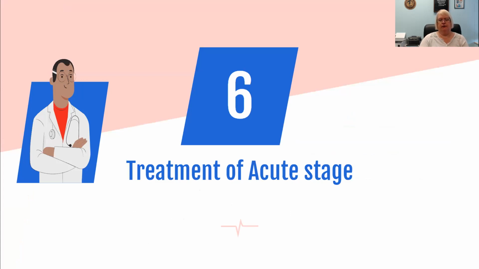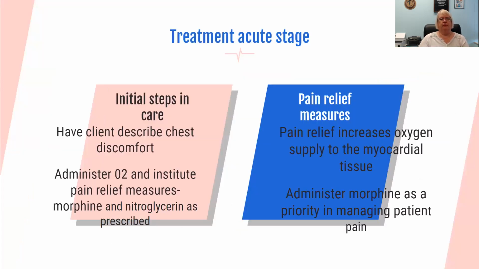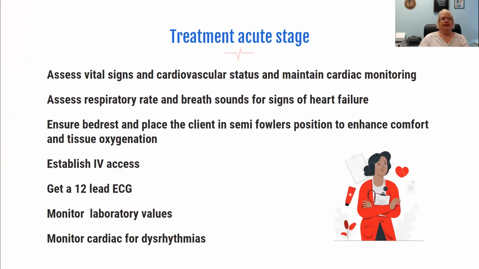So, treatment of the acute stage. The initial steps are to have the client describe their discomfort, give them O2, and institute pain relief measures, morphine and nitro as prescribed. Pain relief increases the oxygen supply to the myocardial tissue, and administer morphine as a priority in managing the patient's pain. Assess the vital signs and the cardiovascular status, and maintain cardiac monitoring. Assess the respiratory rate and the breath sounds for signs of heart failure.